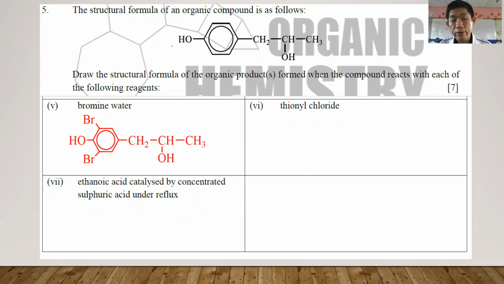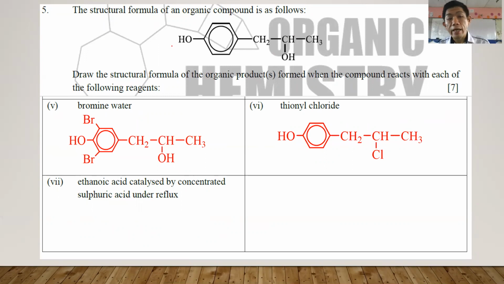Okay, number 6, thionyl chloride. Still remember that if you want to convert OH to become Cl, you have to use a chlorinating agent. What are examples of chlorinating agents? Either you use PCl5 or SOCl2. In here we use SOCl2, thionyl chloride, so that you form a secondary alkyl chloride. Please bear in mind, thionyl chloride cannot react with phenol.